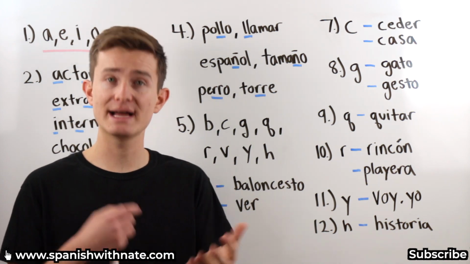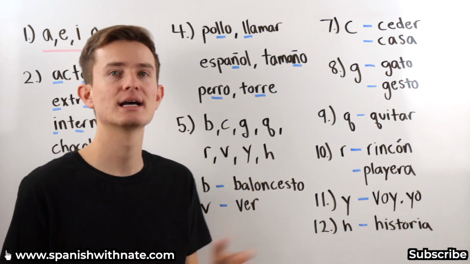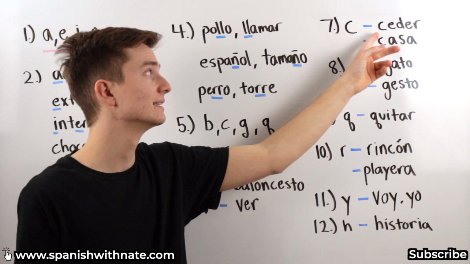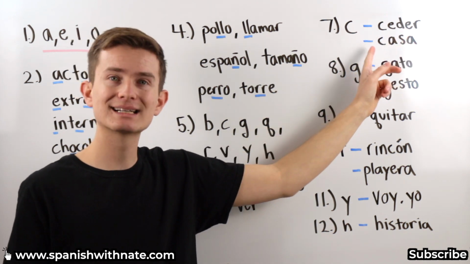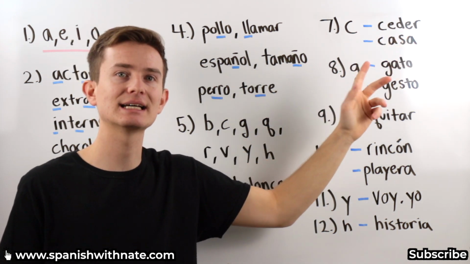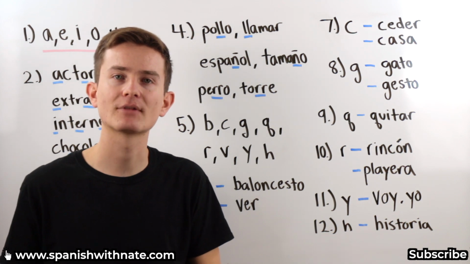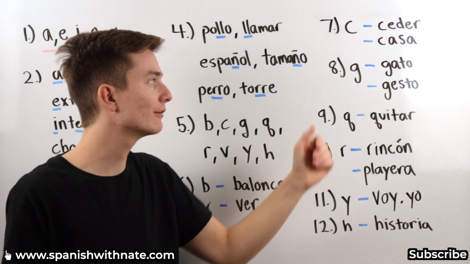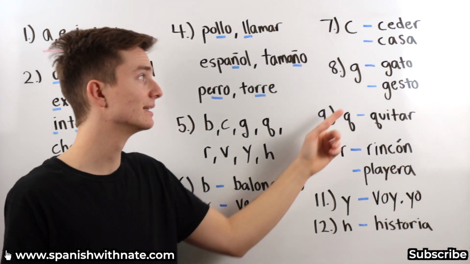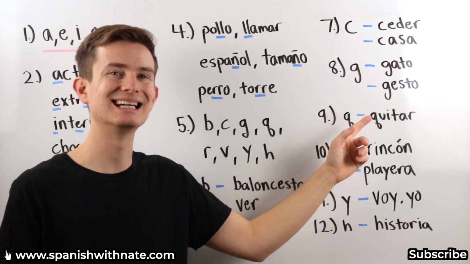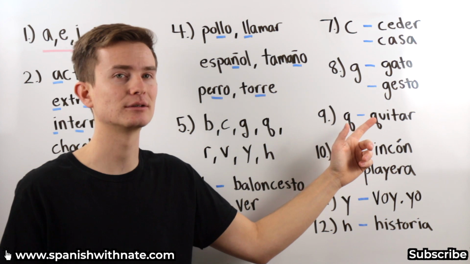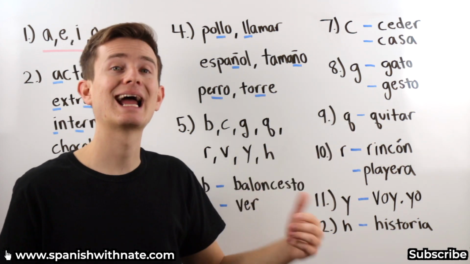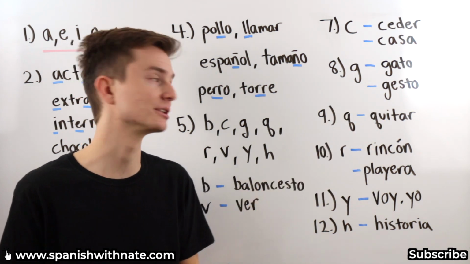So depending on where the C is placed in the word, it's either going to be ceder or casa. All right, next one, G. First off, we have two sounds once again. Gato, g, g, gato. Then we have gesto, like a gesture.